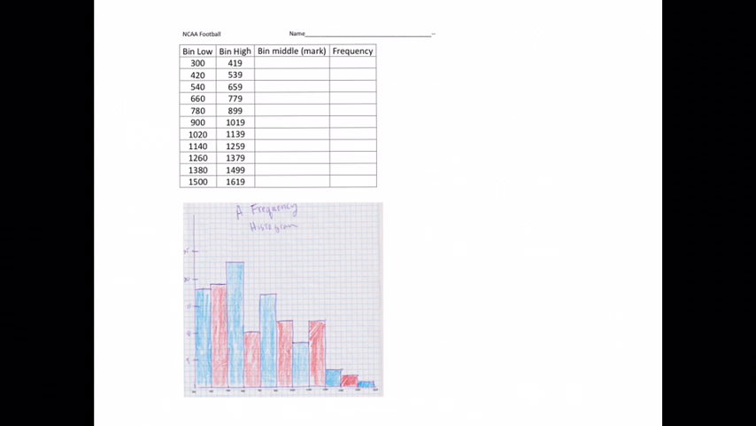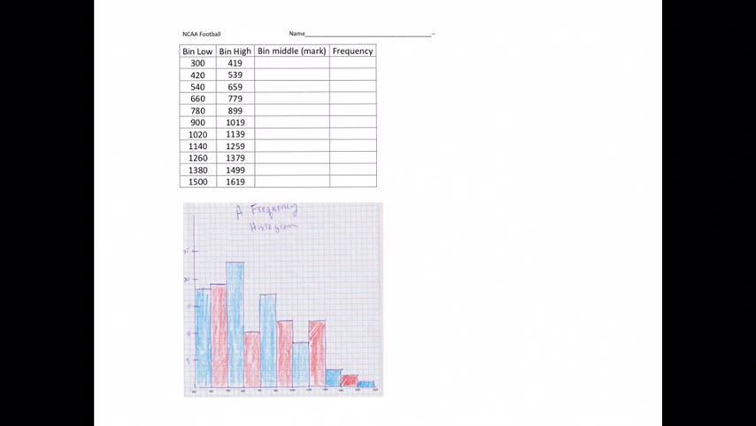So this is some data we looked at the first part of back in January. It was a whole bunch of NCAA football players. I'm looking at the data table, and it looks like there's about 125 players. And what we did is we made a frequency table, and we did a bar graph or histogram of that data.